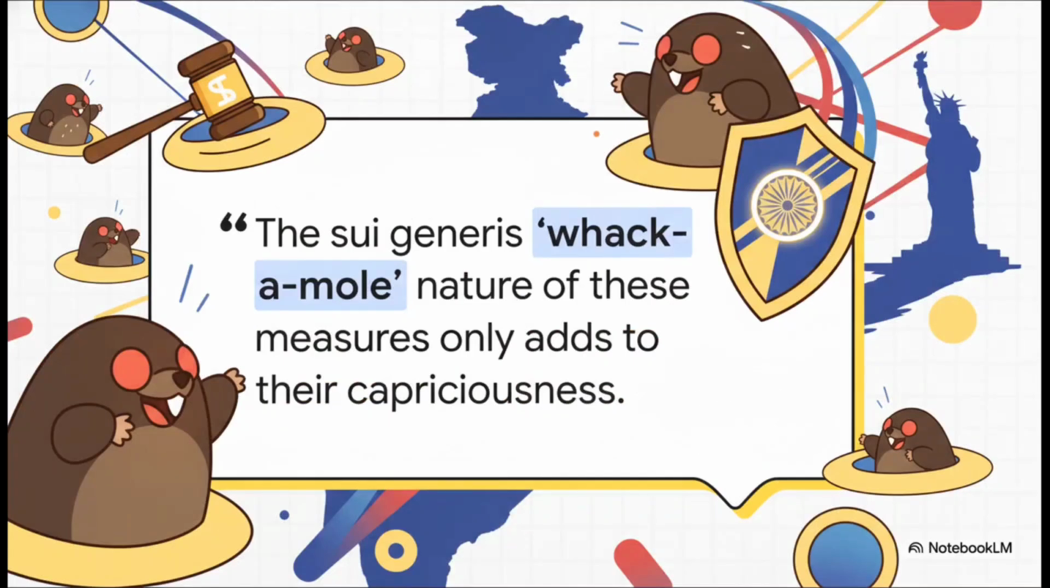The former RBI governor, Urjit Patel, had a great way of putting it. He called these sanctions sui generis, which is just a fancy way of saying they're in a category of their own. And, I love this part, he said they have a whack-a-mole nature. It's a brilliant description, right? It just pops up here, then there, with no rhyme or reason. And coming from a top economist, that tells you just how unpredictable and chaotic these measures are. How can any country plan for the long term with that kind of uncertainty?